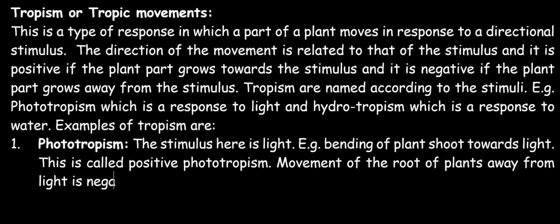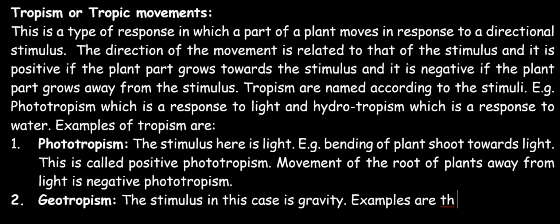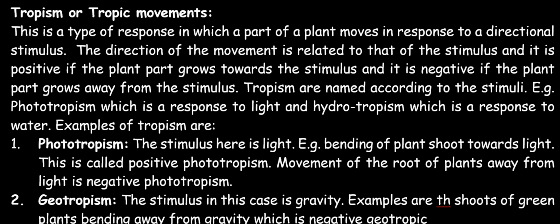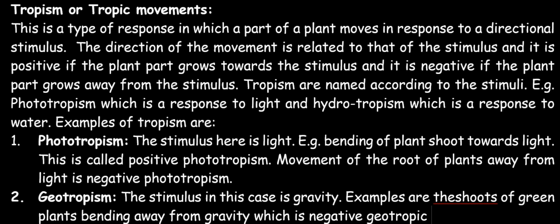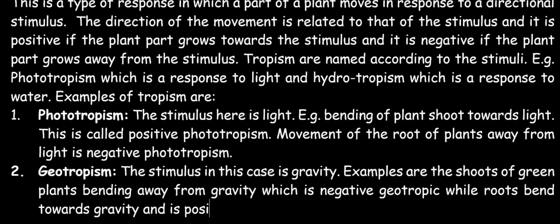from the light source. The next example of tropism is geotropism. In geotropism, the stimulus in this case is gravity. Examples are: the shoots of green plants bend away from gravity. Since it is away, it is known as a negative geotropic movement or negative geotropism, while the roots bend towards gravity, and this is positive geotropic movement.